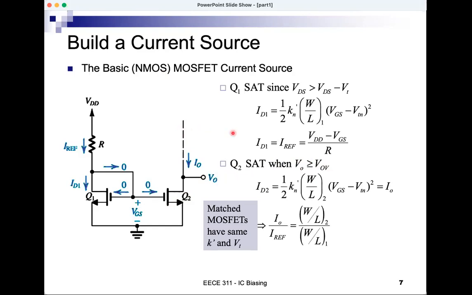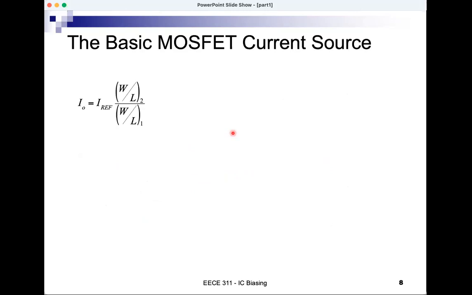So this is the importance of this equation. We just built our first current source. IO is some fixed current determined by the left part of the circuit times the ratio of dimensions, and that's also a fixed quantity. So that's nice. But then, why is this really interesting? Okay, big deal. I have a current source.